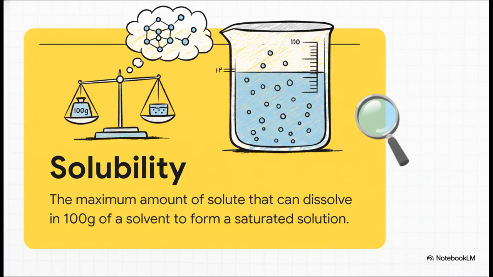Now, that limit, that exact point where a solution gets full and becomes saturated, isn't random. It's a specific, measurable property called solubility. Basically, it's defined as the absolute maximum amount of a solute you can cram into 100 grams of a solvent at a certain temperature. It's the number that tells you where that saturated point is.